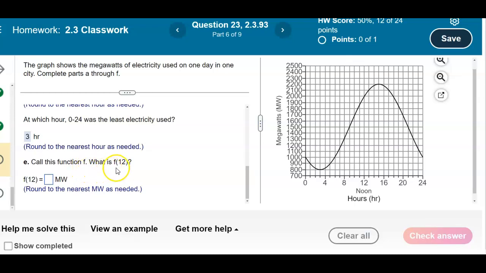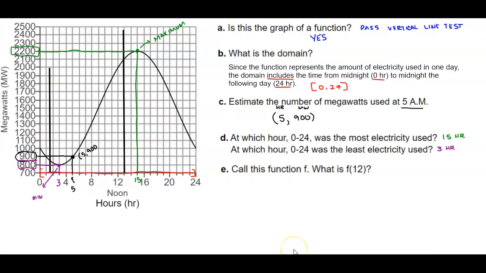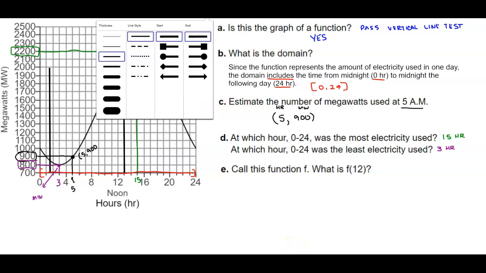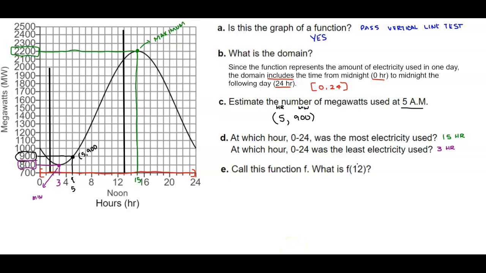What is f of 12? Okay, so we want to find f of 12. So let's take a look at that. If we're looking for f of 12, remember that 12 represents the input, or x. So we're looking for f of 12, and that means that this is the 12th hour.